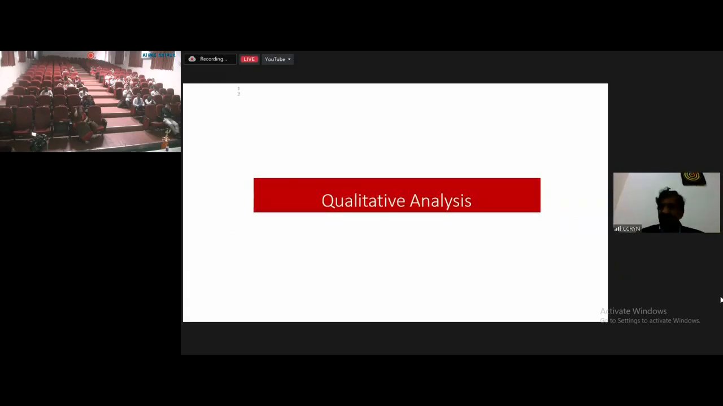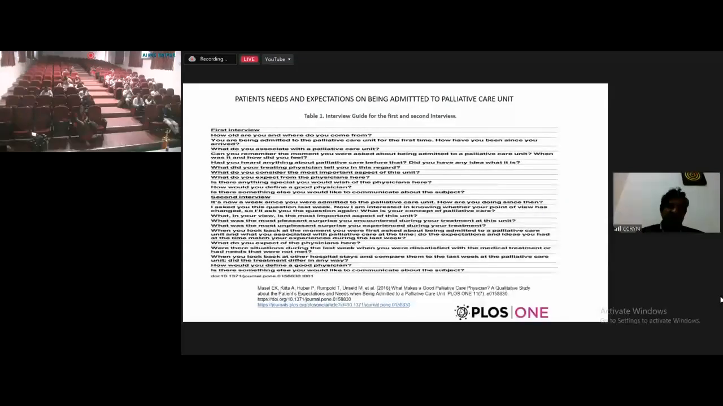Okay? And how to do this qualitative analysis? I'll give an example of patients' needs and expectations on being admitted to a palliative care unit. So you do an interview first, ask them how old are you, where do you come from, you are being admitted to a palliative care unit for the first time, how have you been since you arrived, and remember the moment you were asked about being admitted to a palliative care unit. So you keep on asking some sort of interview questions, slowly go into the second part of it where you ask more detailed questions, and go to the details of it later on.